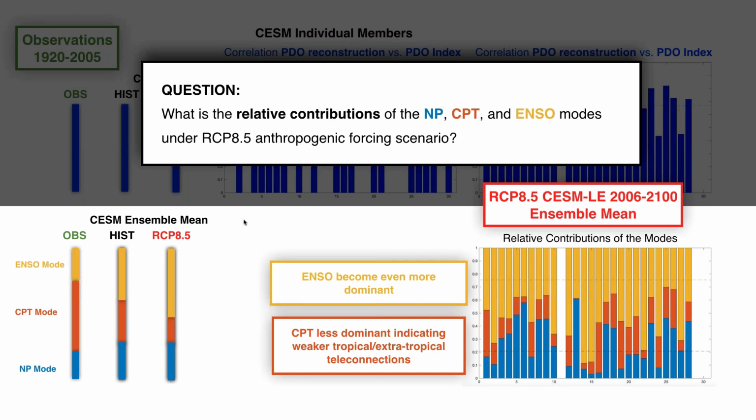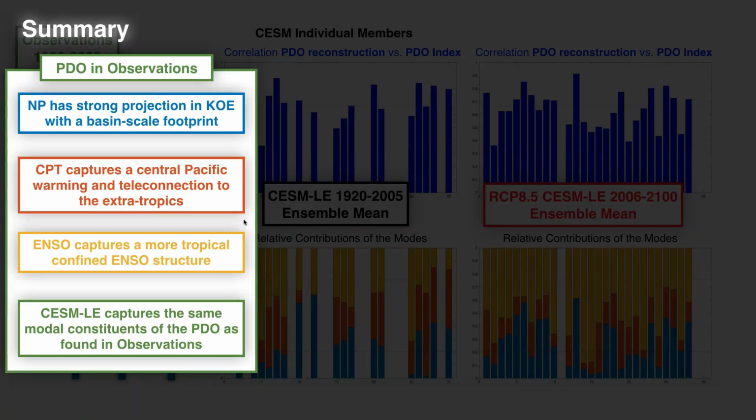Yeah, it's almost done. So it's a quick summary of our work. First, we decomposed the PDO in the observations, and we got three dominant modes. The North Pacific mode has strong projection in the QE region, and the Central Pacific teleconnection mode keeps Central Pacific warming and the teleconnection to the extratropics. And the ENSO mode keeps a more tropical confined ENSO structure. And we calculated the CESM large ensemble members, and we found they can capture the same modal constituents of the PDO as found in the observation.